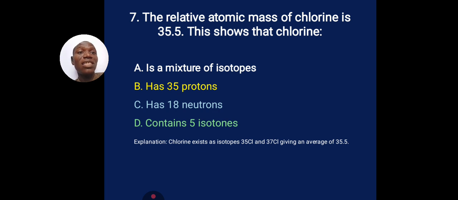So what causes this? The reason is because chlorine is a mixture of isotopes. It is not just a single element. So that's what makes it not have a whole number, but have a decimal point.